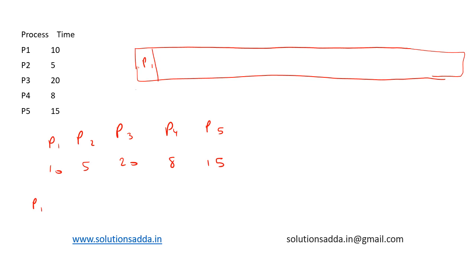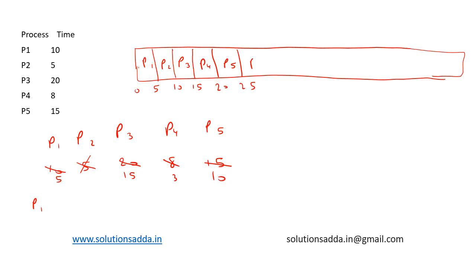So P1 executes for 5 milliseconds. Now it goes. So this will become 5. Now P2 comes into play. P2 executes for 5 milliseconds. Now it becomes 10. So P2 is now completed. Now we have P3. P3 executes for 5 milliseconds. So it becomes 15. Now we have P4. It executes for 5 milliseconds. We have 3 more remaining here. Now P5. It executes for 5. Now we have 10 remaining here.